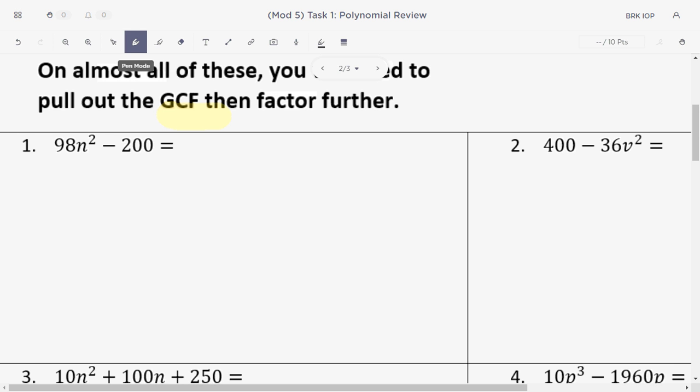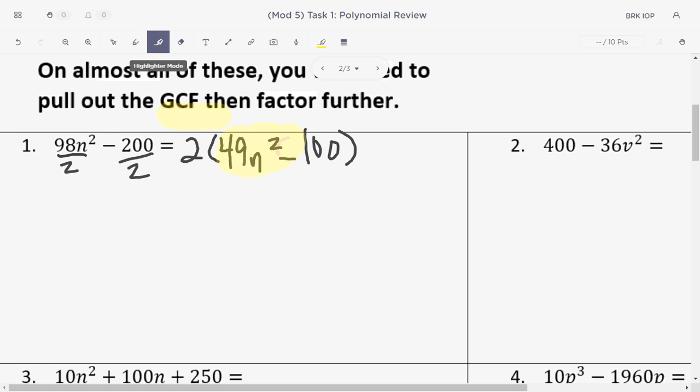So when I look at this one, I notice they're both even, so I know I can pull out a 2, and I think that's going to be it. So I'm going to pull out the 2. And 98 divided by 2 is 49n squared, minus 200 divided by 2 is 100. And then this that's left in here, so this part right here, is now difference of squares. So the 2 needs to stay there.